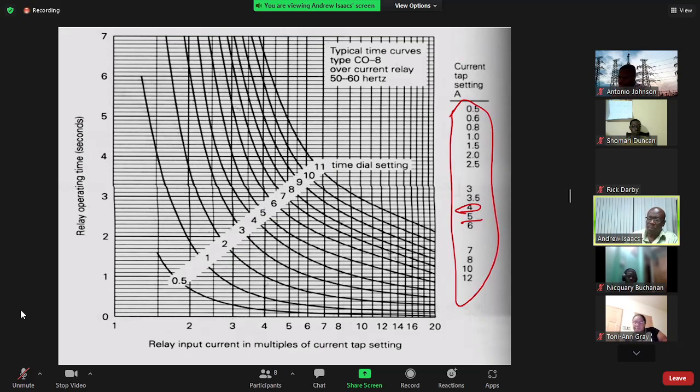All right? Everybody comfortable with that so far? Yes, sir. Now, I want to look at what output I will get on the minimum fault current.